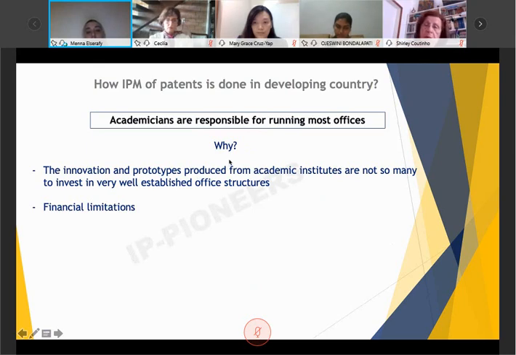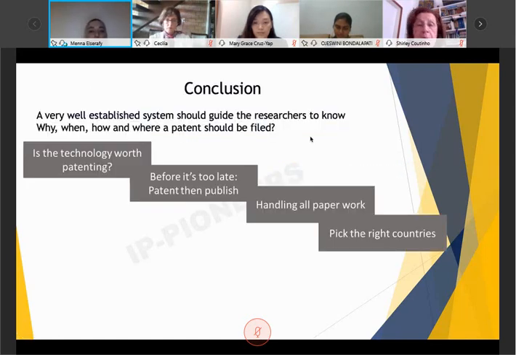So, okay, we know this situation, but of course there are always initiatives, even from the Egyptian government, to teach academicians about IP and to make the people running the offices more aware. I just want to give a recommendation at the end about this. But let me first give the conclusion of my slides: in an established system, we should guide the researcher to know why, when, how, and where a patent should be filed.